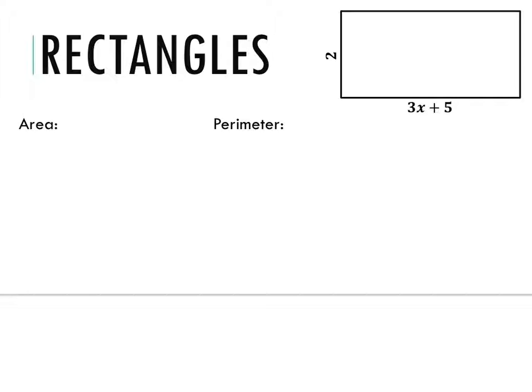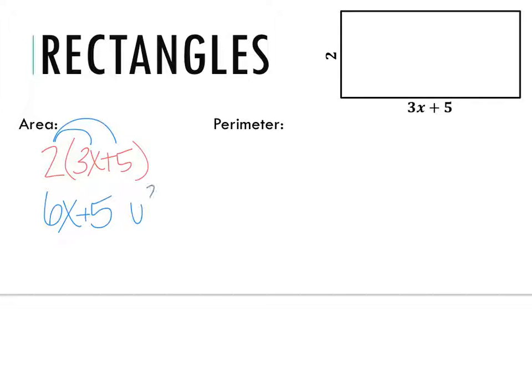Remember area of a rectangle, that's where I take base times height. So my base is 3x plus 5, and I'm going to multiply the height to that. So we've seen this before. I multiply this, it turns into a distribution problem. So this gives me 6x plus 5 units squared.